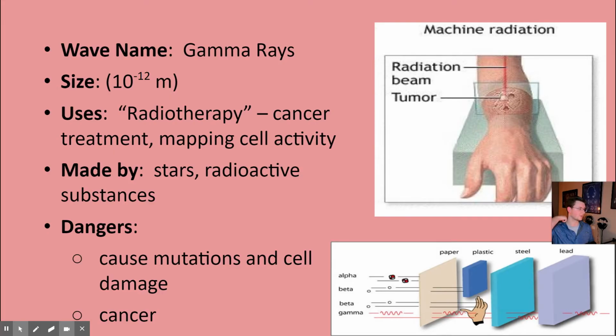Now, we have those gamma rays, 10 to the negative 12th meters. That's super small, right? Very, very tiny. And we can use them in radiotherapy, which is good for cancer treatment, mapping cell activity.